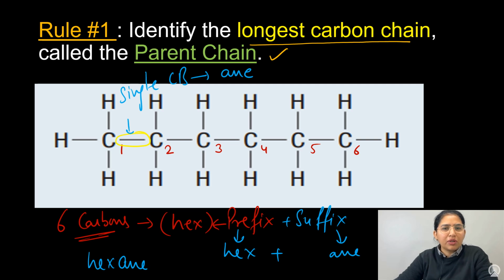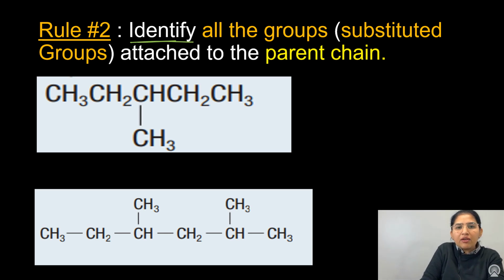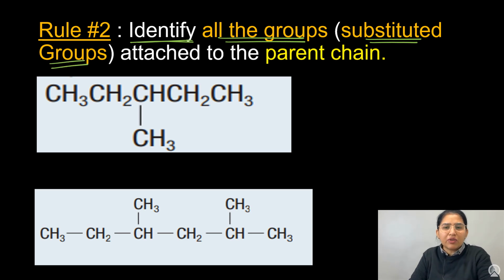Now let's go to rule number 2. Rule number 2 says identify all the groups. Which groups? The substituted groups. Like in the previous video, we discussed the substituted group. When a hydrocarbon or any other group, like halogens, comes in the place of hydrogen, that is known as a substituted group.